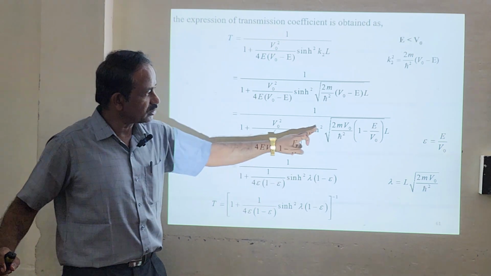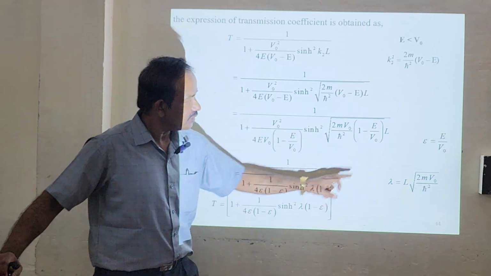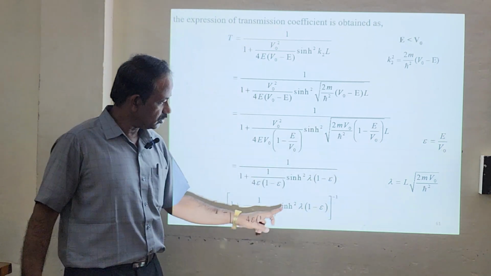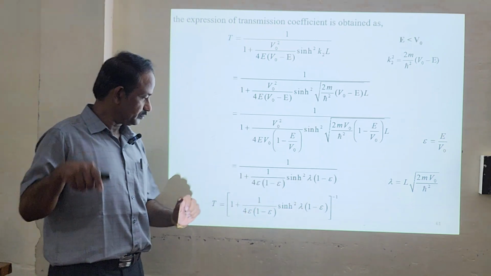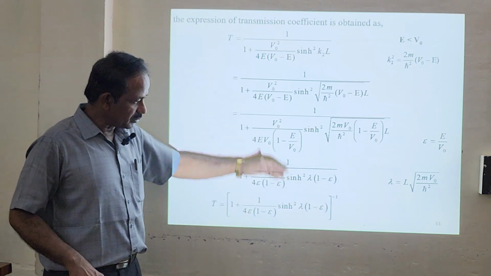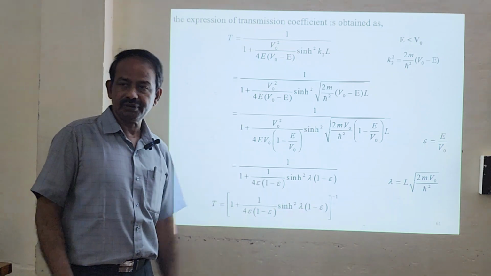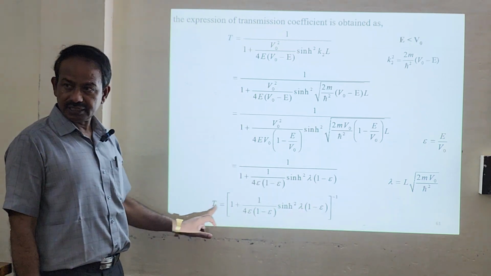So sinh squared of h bar. This term is termed as lambda L. So that will give you sinh squared lambda L, 1 minus epsilon. All these terms can be brought to the numerator, that will give you the power minus 1. Is it okay? Transmission coefficient.